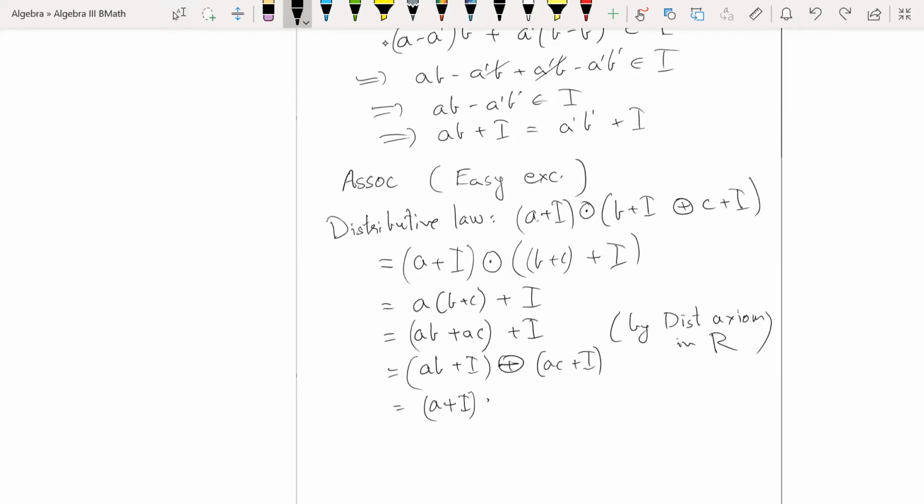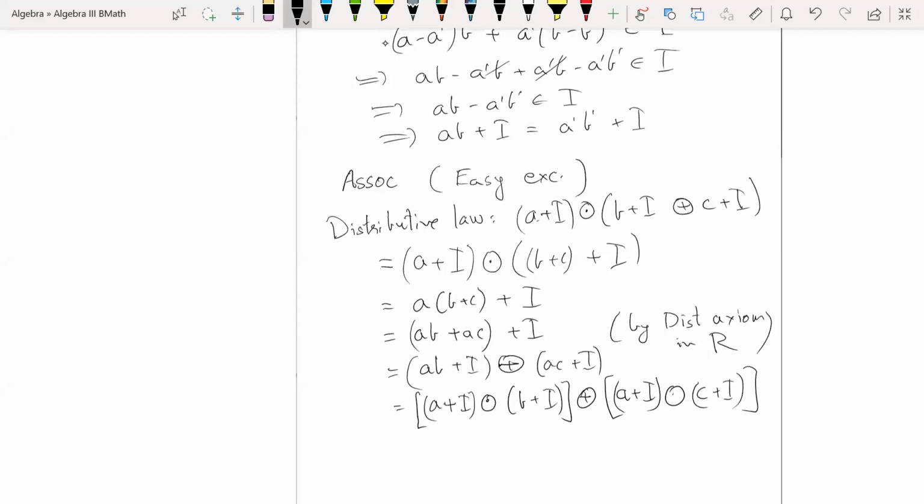So you know what I'm trying to do. This is the ring addition. Maybe I'll just throw in some brackets to make it clear: A plus I dot B plus I, plus A plus I dot C plus I. This is the addition in the quotient ring, and this is the proposed multiplication in the proposed quotient ring. So this checks the distributive law.